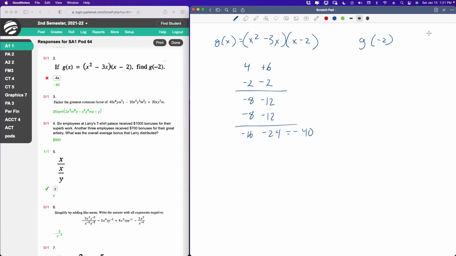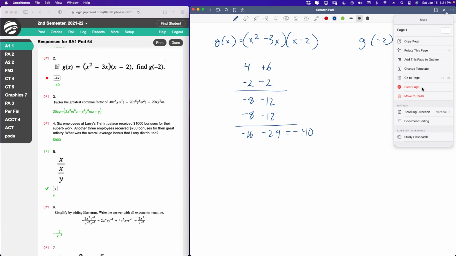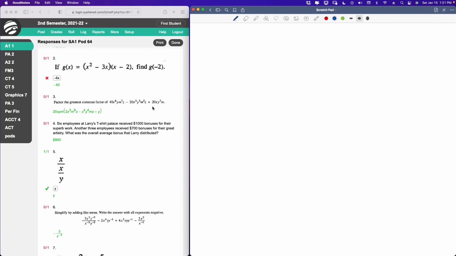All right, number 3, you did not answer, so let's spend time on that. Factor the greatest common factor of this, and it's a long one. So 40x to the 4, y, m to the 7, z, minus 20x to the 5, y to the 5, m squared, z, plus 20xy squared m. All right, so to find the greatest common factor, we are looking for the biggest number that we can divide out of each of these 3 terms.